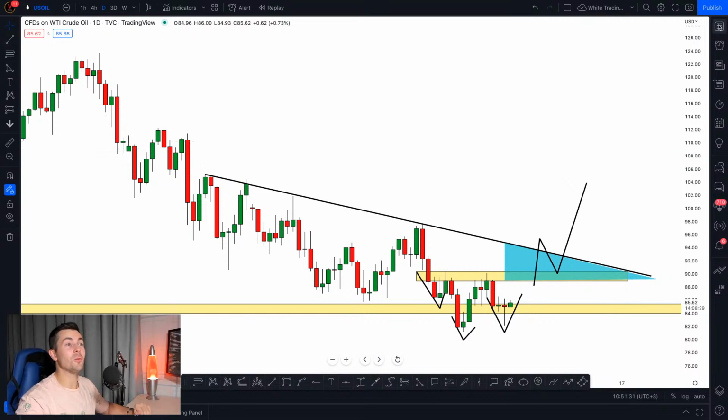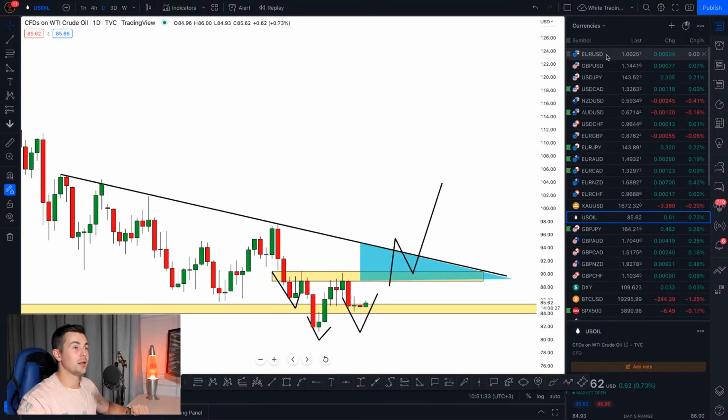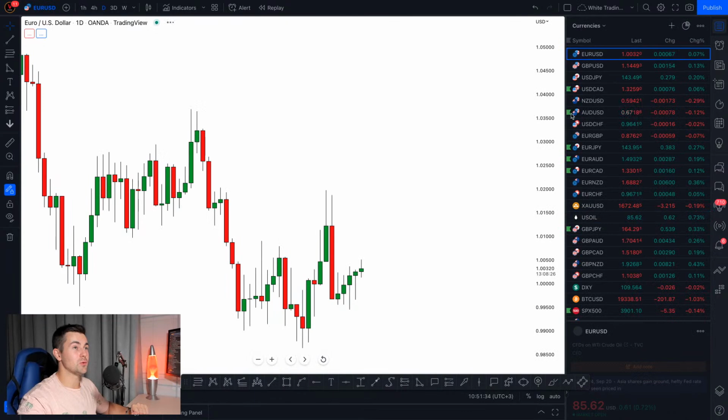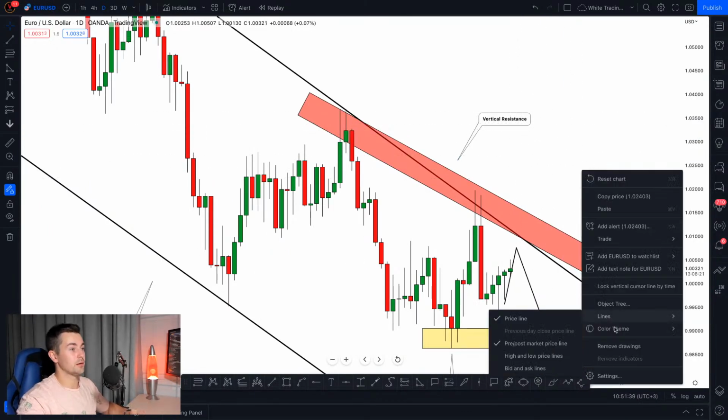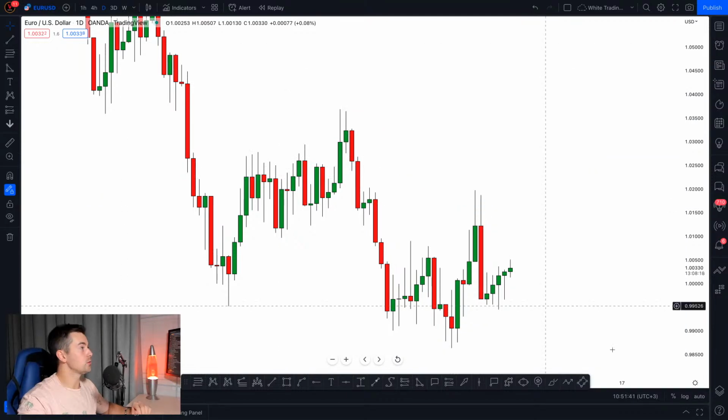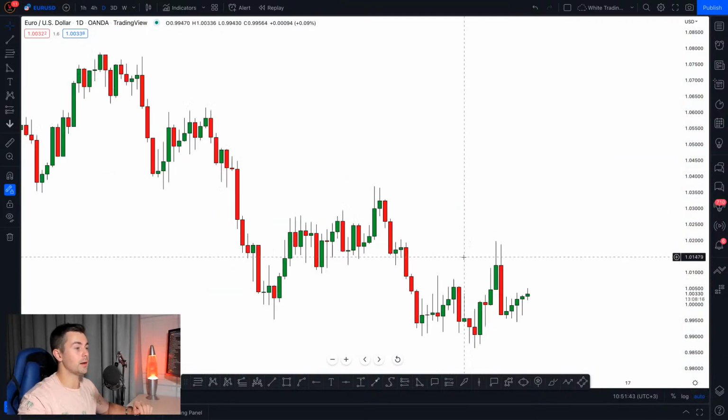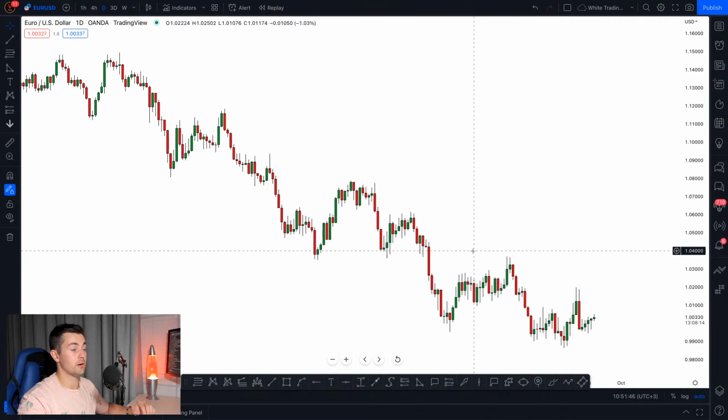So I promised to analyze euro dollar. Let's take a look at euro dollar and analyze that together, traders. Let's take away all the drawings. We are in a daily time frame, and let's briefly discuss the situation here.